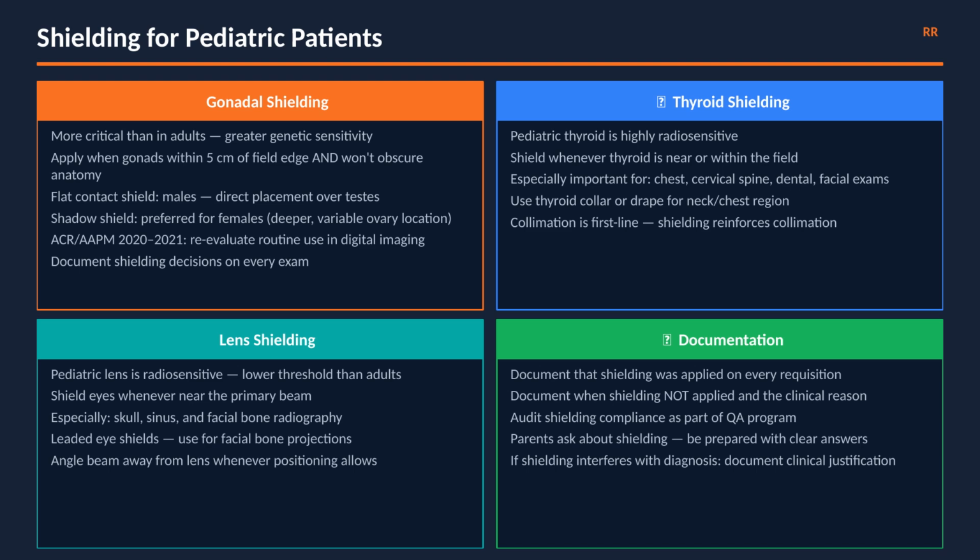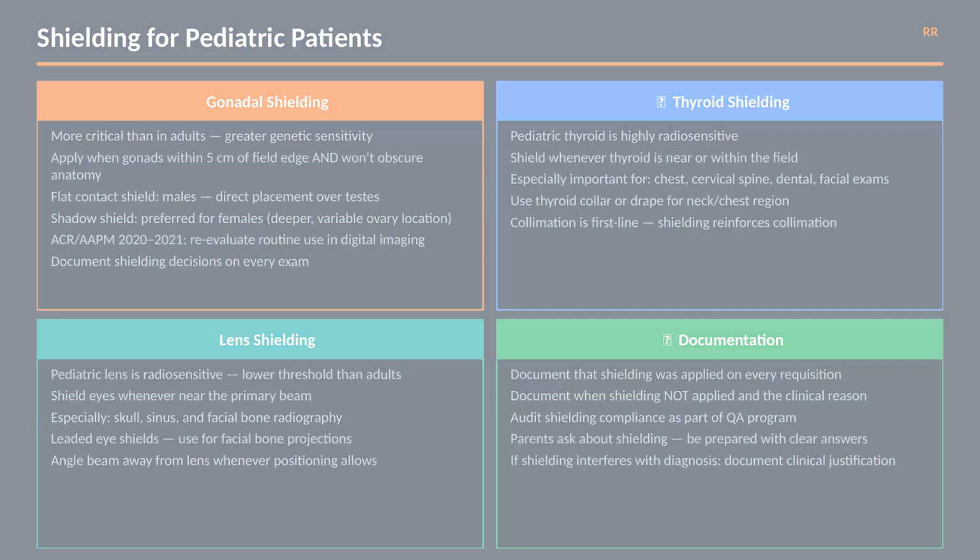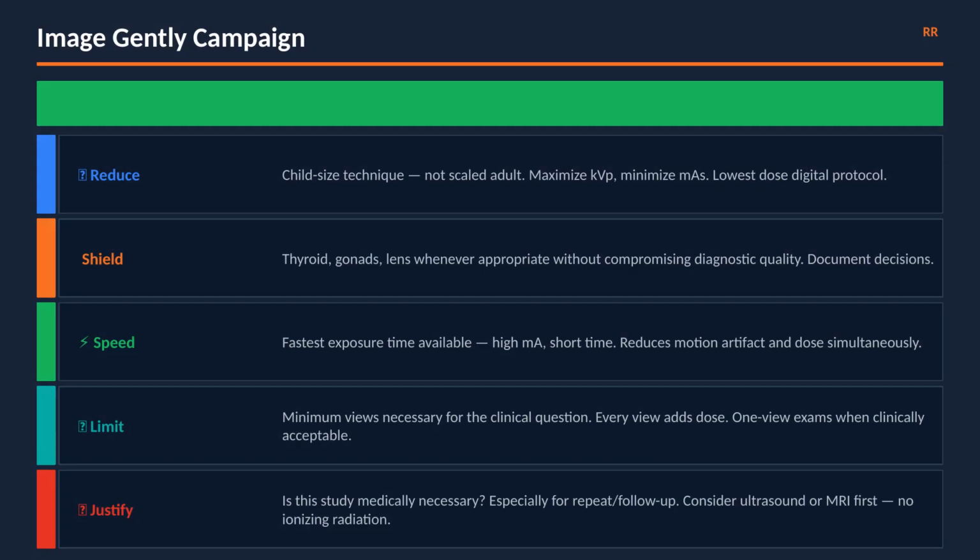Be prepared with a clear, honest answer. The Image Gently campaign, launched in 2008 by the Alliance for Radiation Safety in Pediatric Imaging, is the national framework for pediatric dose reduction. 5 principles. Reduce. Use child-size technique for every pediatric study, not adult technique scaled by weight.